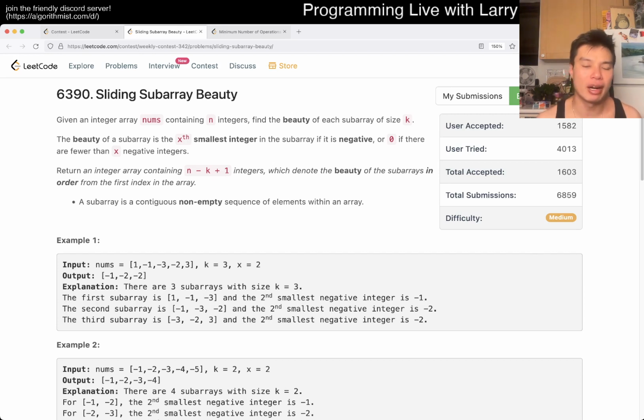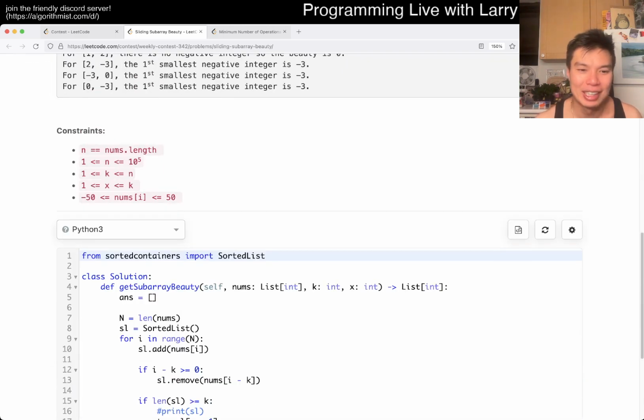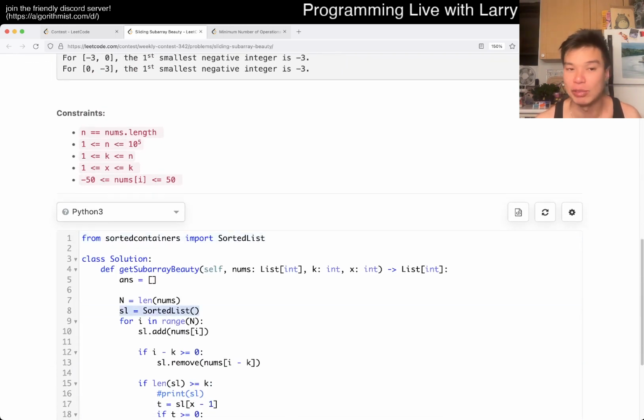So this one, the ideal way, probably, to be honest, is to use a heap. But I was too lazy to do it with a heap, so I used a sorted list. And using a sorted list, we have a sliding window, right?